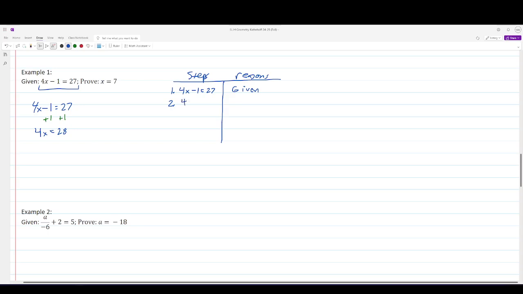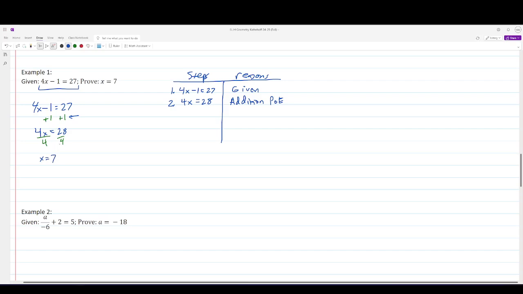So my next step is whatever my next rewritten version of the equation is. So I would put 4x equals 28. And then the reason is how we did this in-between step. In this case, we used the addition property of equality in order to add something to both sides of our equation. The next step would be to divide both sides by 4. So in green, that's going to be our reason. And in blue, we're going to have x equals 7.